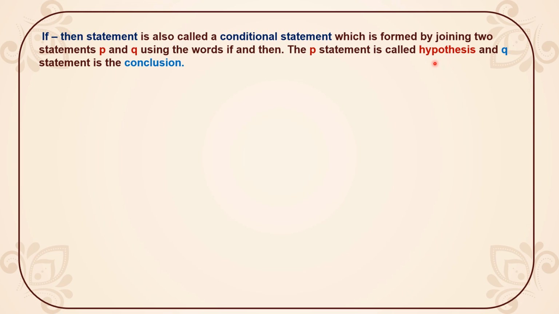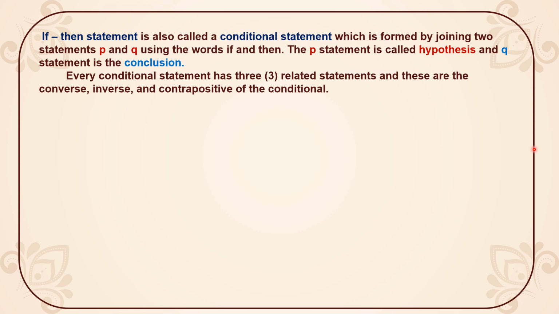Ano nga ba ulit yung hypothesis? The hypothesis tells us the information or condition of the given statement, while the conclusion is the result of the given information or condition. Every conditional statement has three related statements, and these are the converse, inverse, and contrapositive of the conditional. What are the different variations of the conditional statements?